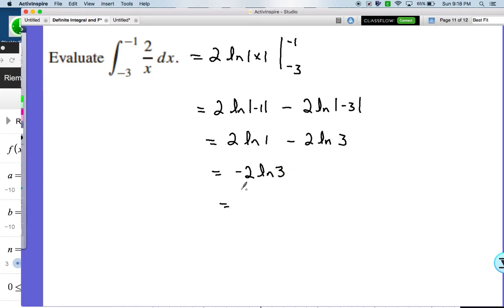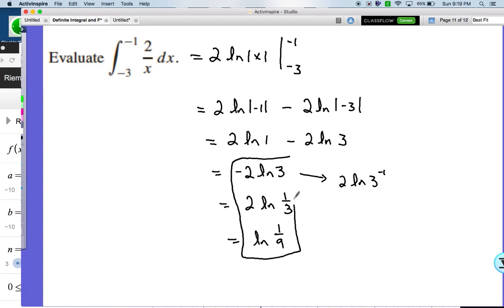You could also write this as 2 times the natural log of 1/3. Because if you brought that negative 1 up, that would be 2 times the natural log of 3 to the negative first power. Or you could even bring the 2 inside and have the natural log of 1/9, because that would turn this negative 1 power to negative 2 power, which 3 squared would be 9, and bring it to the bottom. Any of these three answers would be fine.